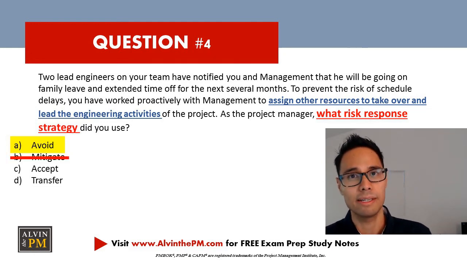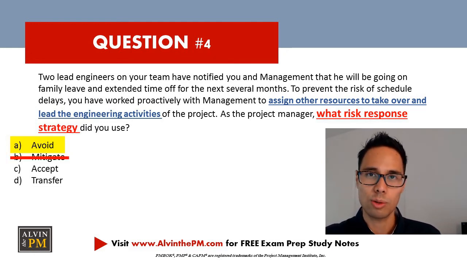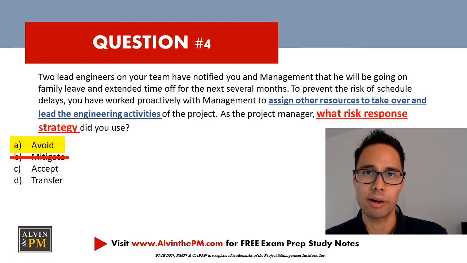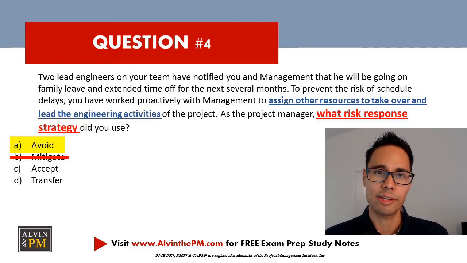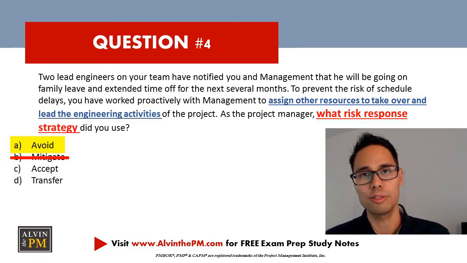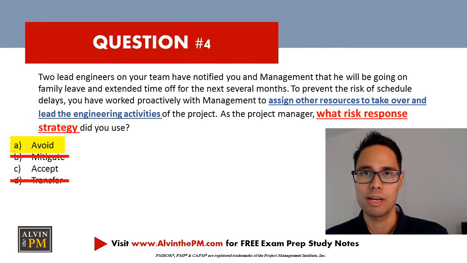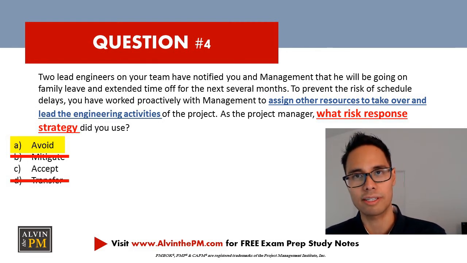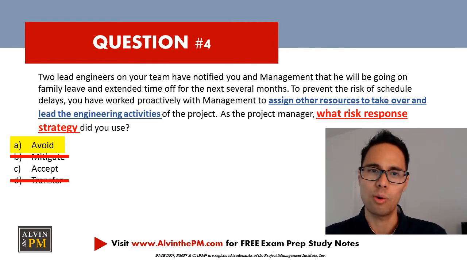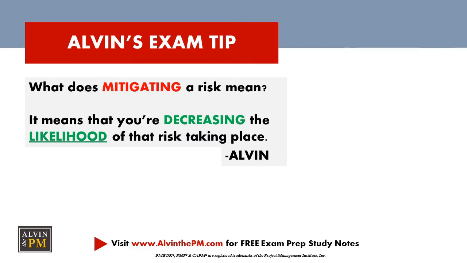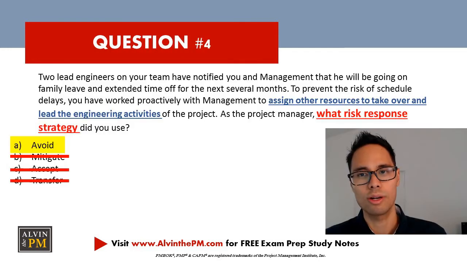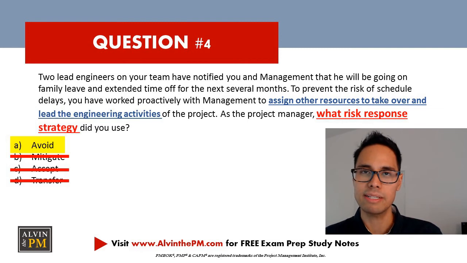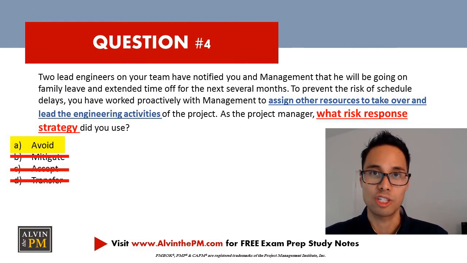Therefore, choice B is incorrect. Since the risk was not transferred to a third-party vendor, transfer is not the correct risk response strategy used in this scenario. Therefore, choice D is also incorrect. You also are not passively accepting the consequences of the schedule delay, and you're trying to figure out ways to prevent this from impacting your project. So therefore, choice C is also incorrect, and the best answer solving this question is choice A.